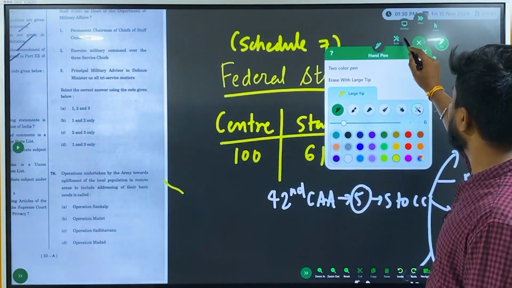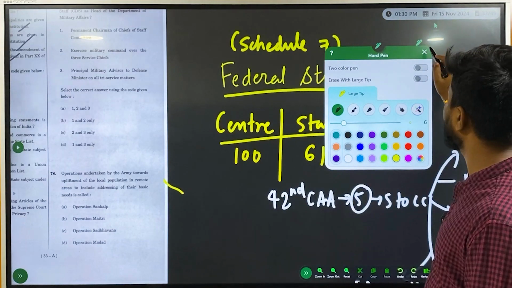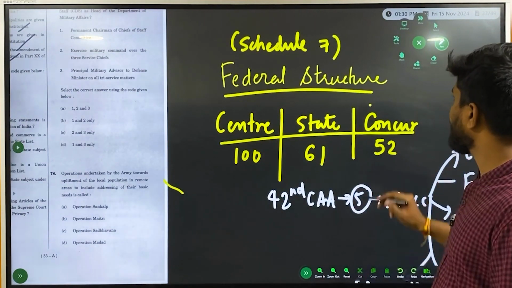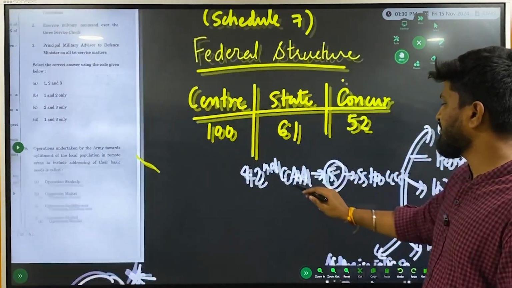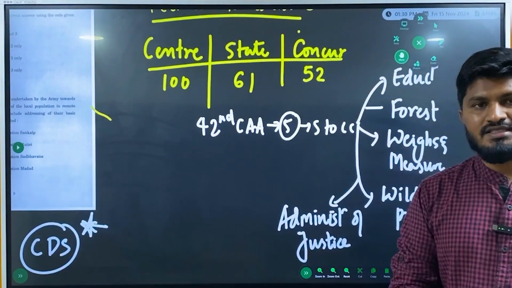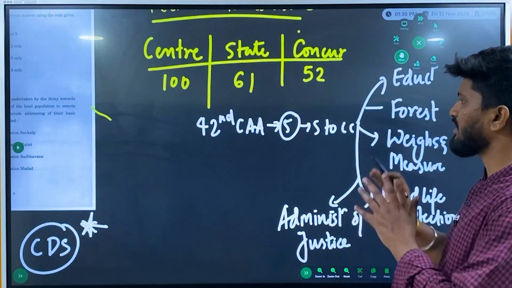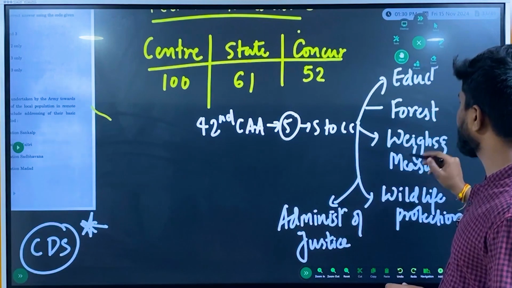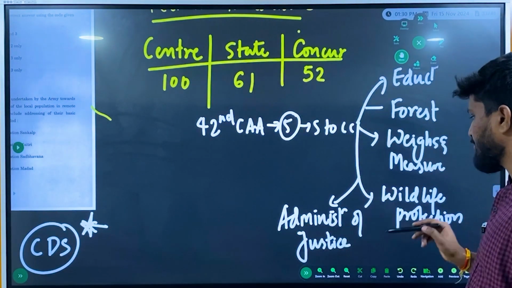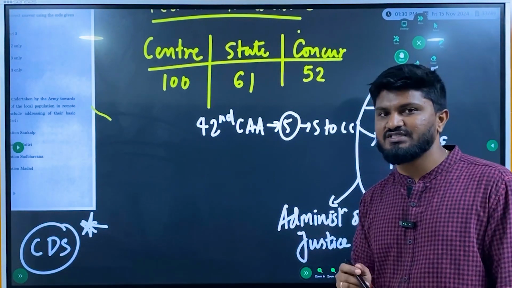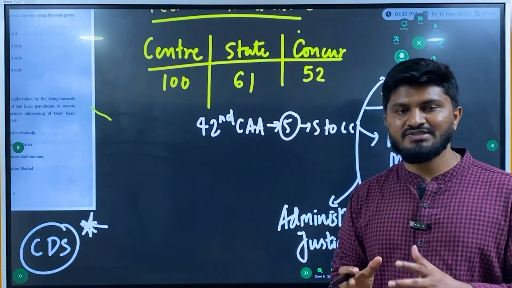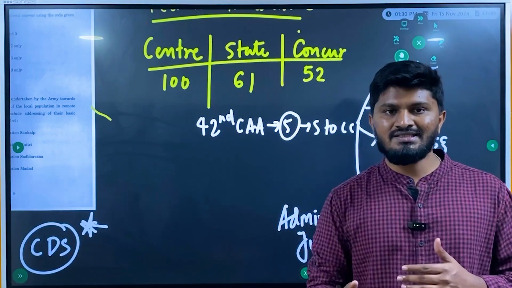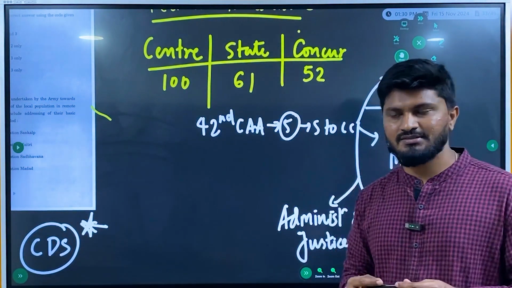The most important part of this chapter should be the 44th Amendment Act and the 42nd Amendment Act, because through the 42nd Amendment Act, 5 subjects were transferred from the state list to the concurrent list. Those 5 subjects were education, forest, weights and measures, wildlife protection, and administration of justice. These were in contention between center and state, so they were transferred from state to concurrent, so that both the states and center can concurrently make laws on these subjects.